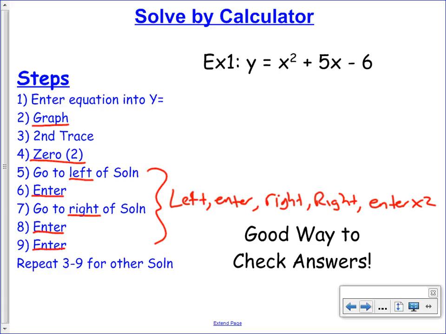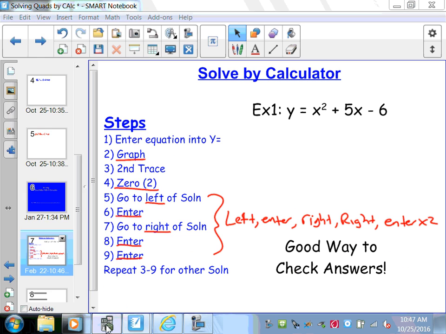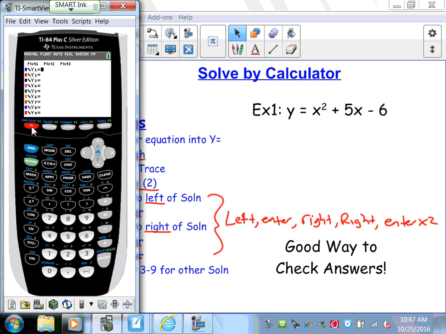Okay, here's what I'm talking about. Go to your y equals on your calculator and type in the equation. So x squared plus 5x minus 6. Okay. And then when you hit graph, it actually shows you the answers, right? What are the answers? -6 and 1. This one is fairly easy to see because of the graph.